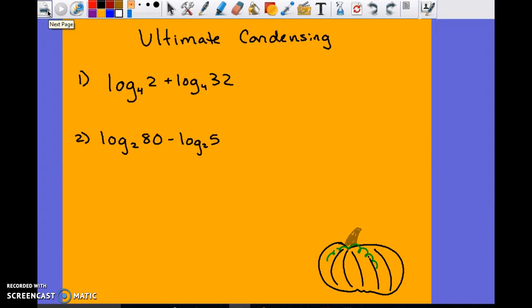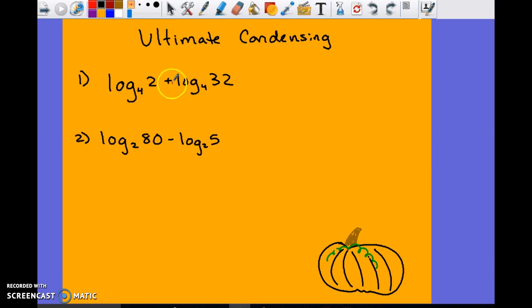All right, now we're going to do some condensing, working backwards. Just a reminder, I'm going quickly, so you should be pausing this video, maybe going back and rewatching stuff, and letting me know if you need help, okay? Check out my cute little pumpkin. So perfect. All right, I'm going to condense this time.